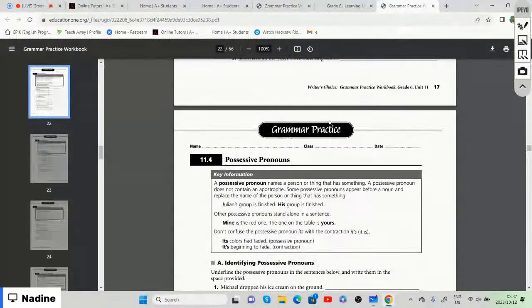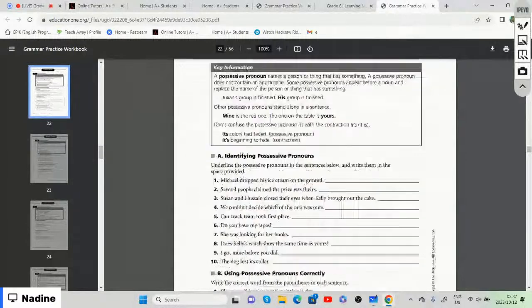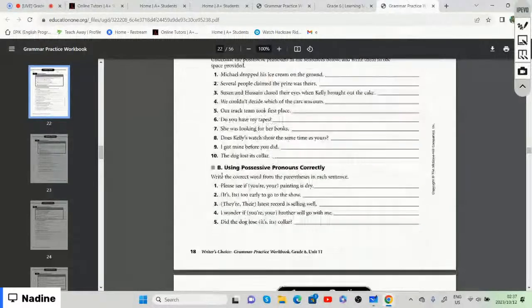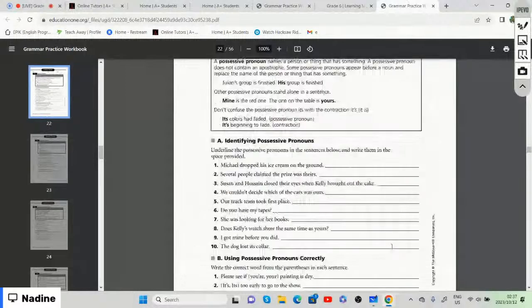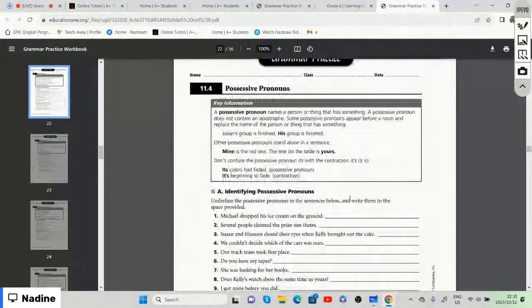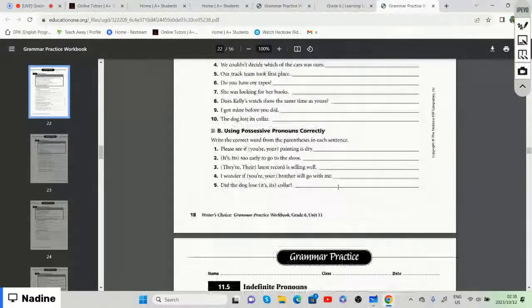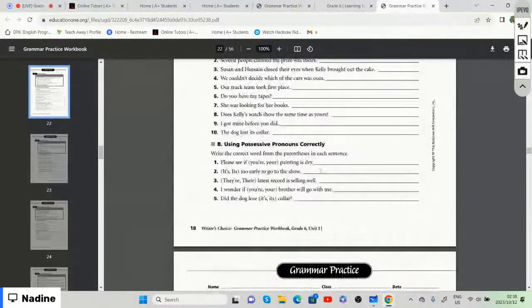So now, once you have gone into the language arts grammar practice book, then you're going to scroll down until you get to page 18. And we're going to do an activity on possessive pronouns. It is on page 18, and it's also possessive pronouns.